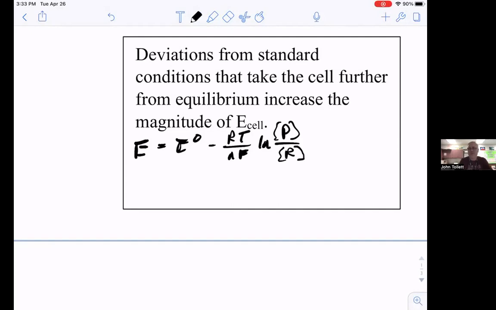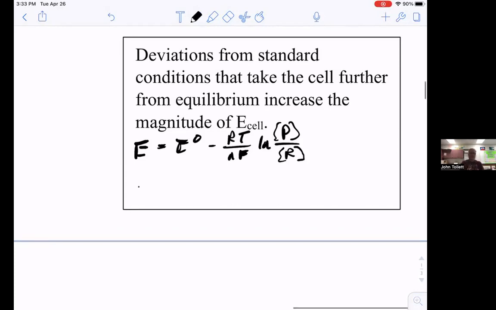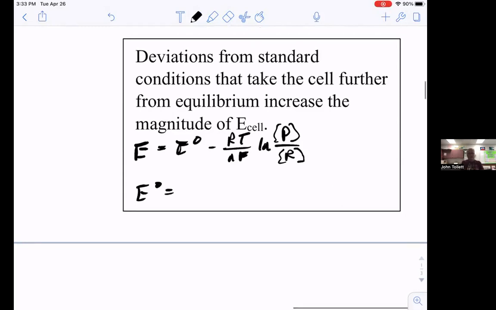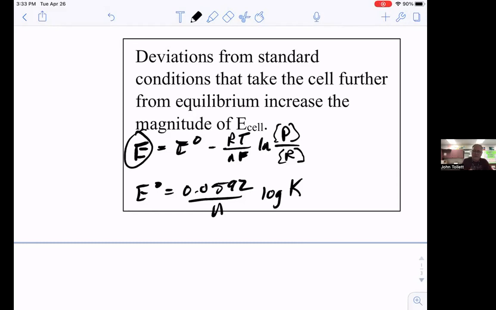You can use this to solve for the relationship of products to reactants. If they tell you something that is at equilibrium and you remember this equation, because this is not one of your given equations, I would assume that they would give it to you, but perhaps not. Anyway, E naught equals 0.0592 over n, and this would be log K if we wanted to solve for it that way. If you know you're at equilibrium, you can solve it this way, because what happens at equilibrium is that this value and this value are going to be the same. So this is actually going to be 0.